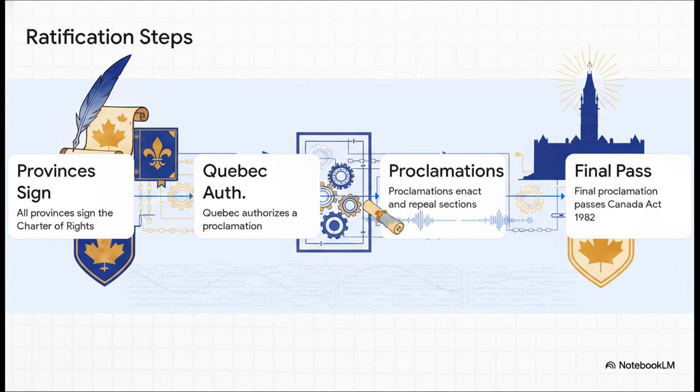It meticulously lists out the very distinct legal steps that were strictly required to actually pass this act into law. It zeroes in on Section 59, which dealt with minority language educational rights in Quebec. According to the text, the Constitution could only come into force if a very specific sequence of proclamations happened, specifically requiring Quebec's authorization on those language rights.